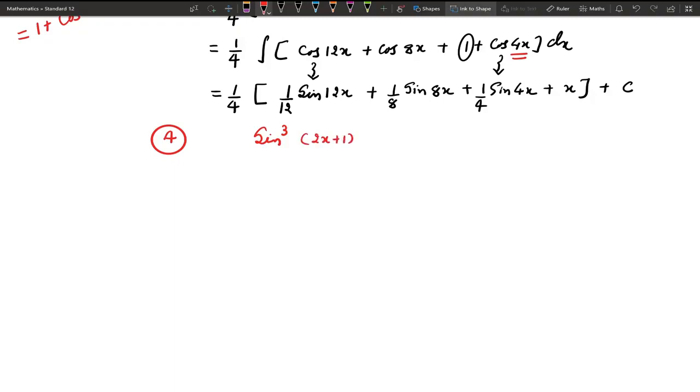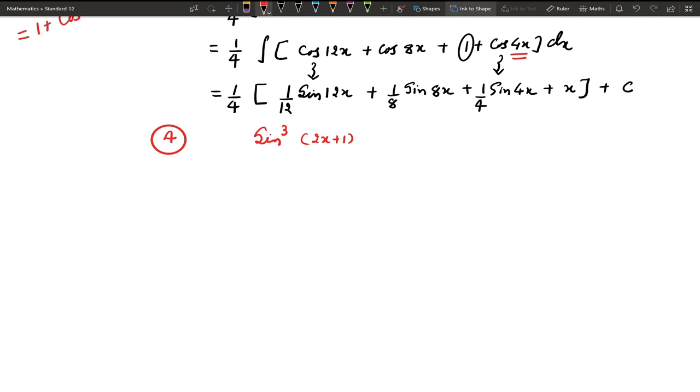So we have to integrate this thing, sine cube. We know how to integrate this thing. We have to remove the power. The answer may be different if you use two different formulas. The nature of the solution may be different.